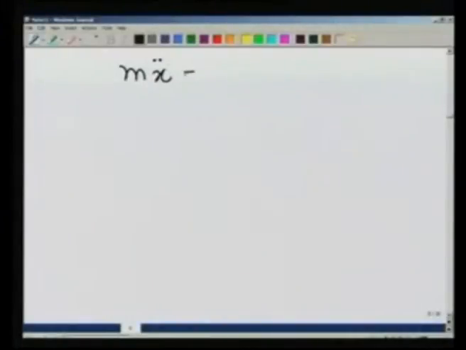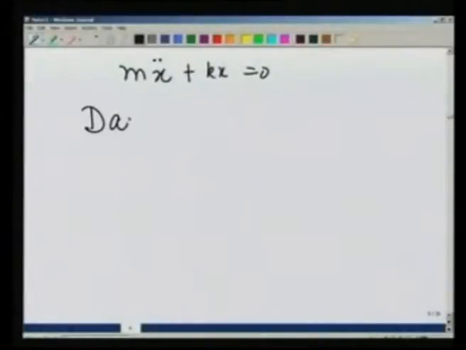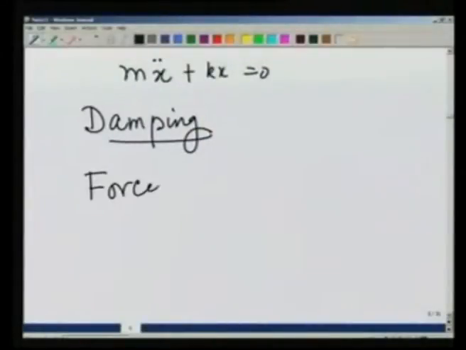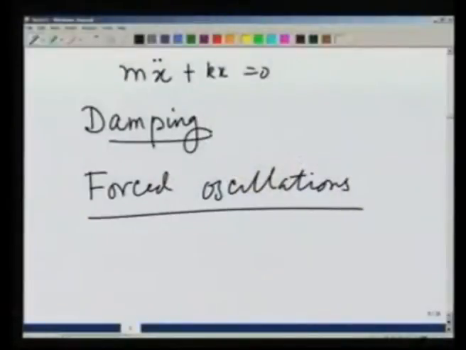To start with, we will consider the equation of motion mx double dot plus kx equal to 0 and look at its solution, represent it by a phasor diagram. After that, we are going to introduce damping into the system and see how it changes the motion, and after that we are going to study the forced oscillations of these systems when the system is subjected to an external force in addition to its own force, like the spring force that it experiences.